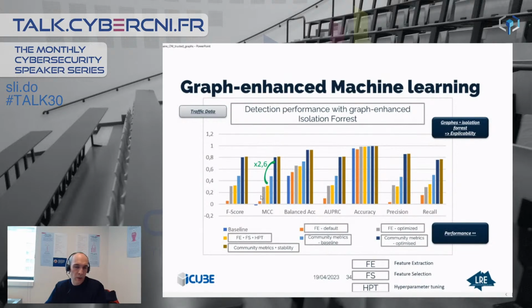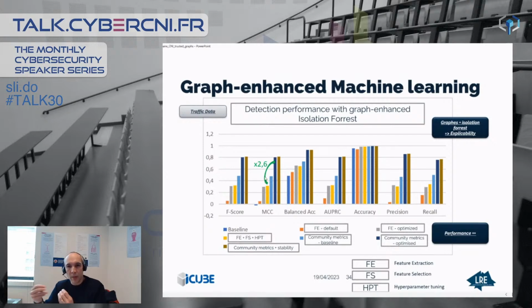The first version is just using specific feature extraction, with the baseline in blue. But first we define an advanced feature extraction, feature selection process, and hyperparameter tuning, so the classical approach for machine learning attack detection. Then we enrich this process with community metrics, and to get here we looked at the MCC, which is very relevant for unbalanced data, and we multiplied by more than 2.5, 2.6 times the capability of detection through these optimized community metrics and community metric dynamics.